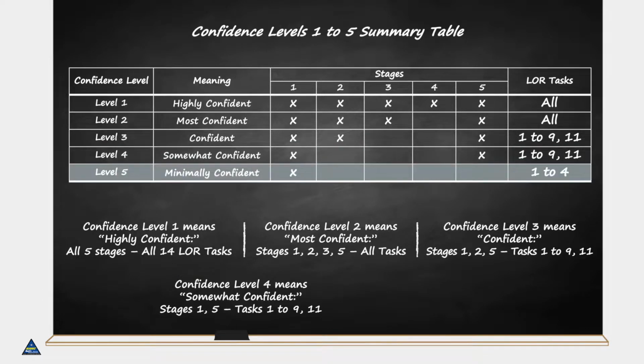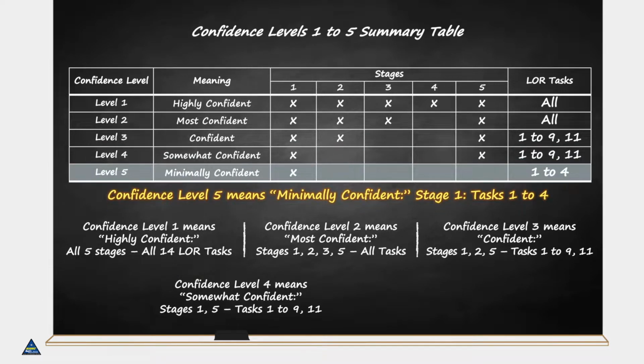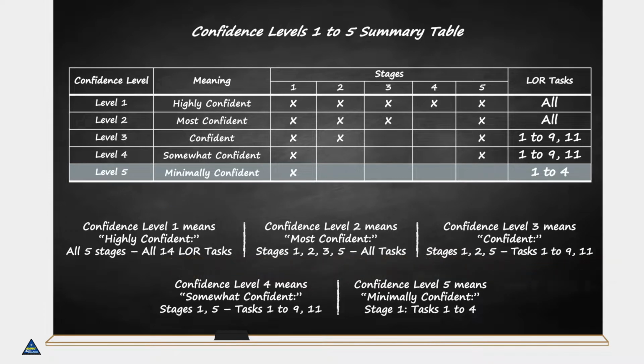Confidence level 5 means minimally confident. And boy, I mean minimally. All you're doing is you're setting up some requirements to justify really the use of the AI algorithm. And be really careful if you choose level 5, because truly you have the least control over the process.